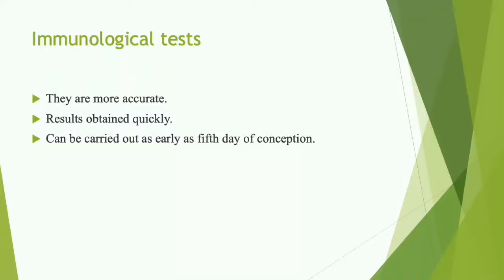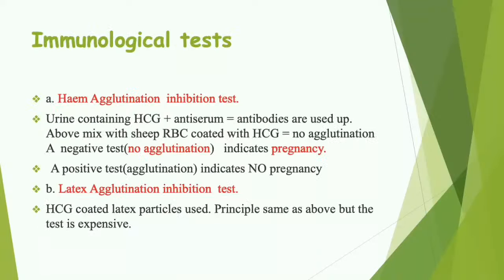What are the merits? They are more accurate, the result is obtained quickly, and it can be carried out as early as the 5th day of conception. In other words, only a minute quantity of HCG in the urine is required, urine or blood. Now it goes by various names, but if you understand the name properly, it is very easy to follow.